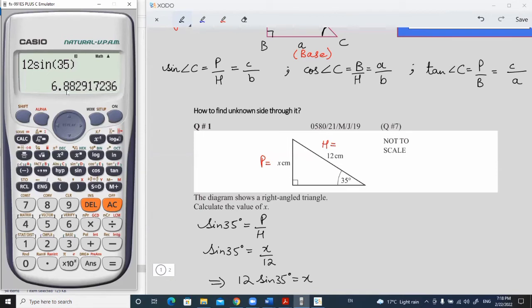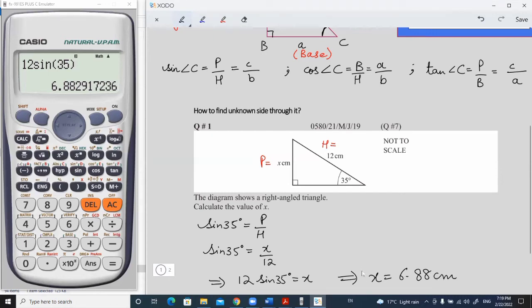You will have your answer 6.88. Do remember you need to write down only up to 2 decimal places. The next digit, at the third decimal place, is smaller than 5, so it must be 6.88 after rounding off. So we can say x equals 6.88, and units must be in centimeters.